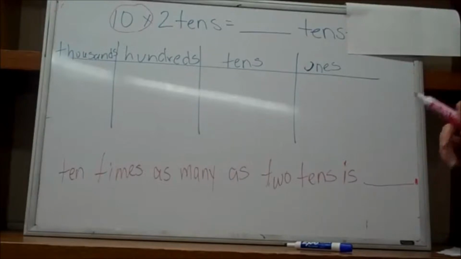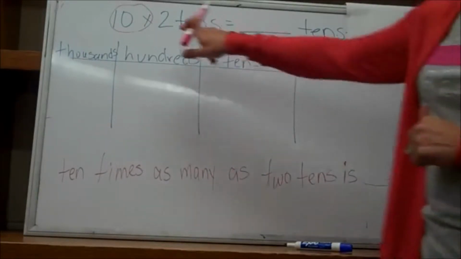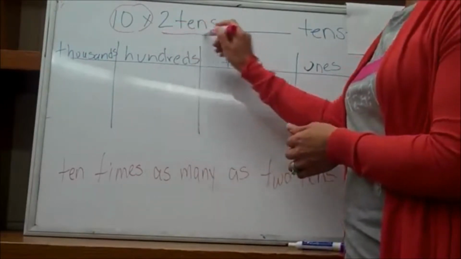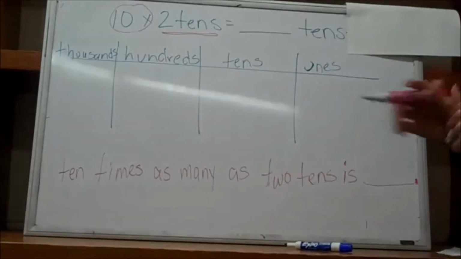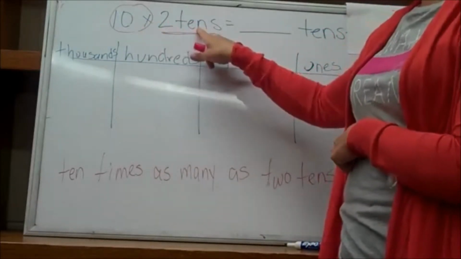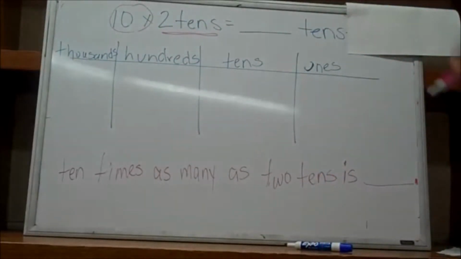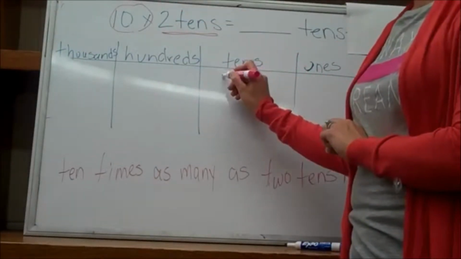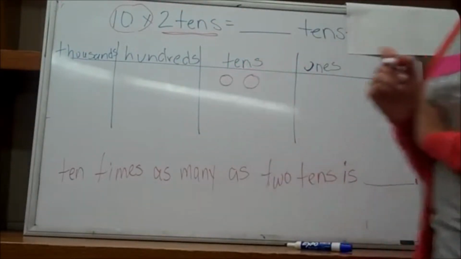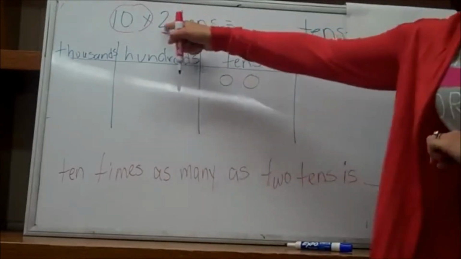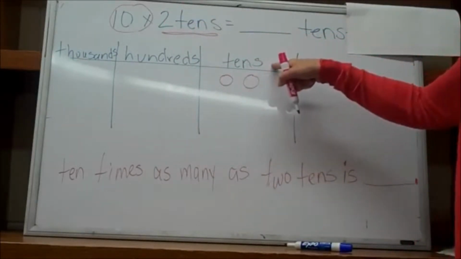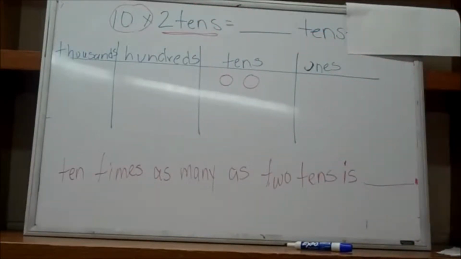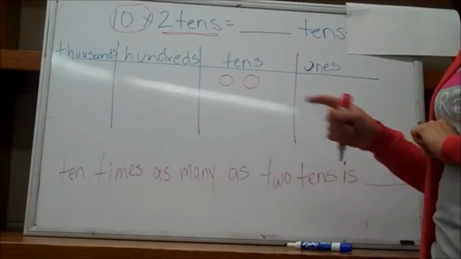So we're going to start with what we're given. We know how many tens? 2 tens. And we have to find out 10 times as many as 2 tens. How many tens does that equal? Well, we're going to first add 2 tens to our tens column. Because it says 2 tens, the 2 units have to go in the tens column. If it had said 2 ones, we would put them in the ones column.